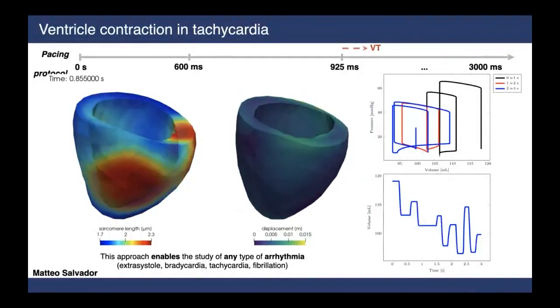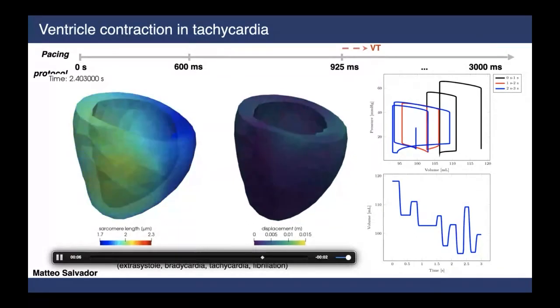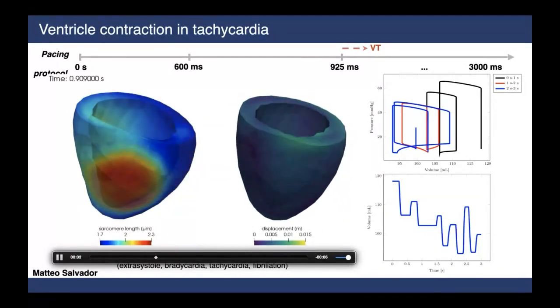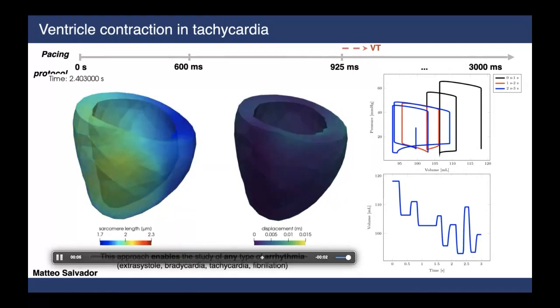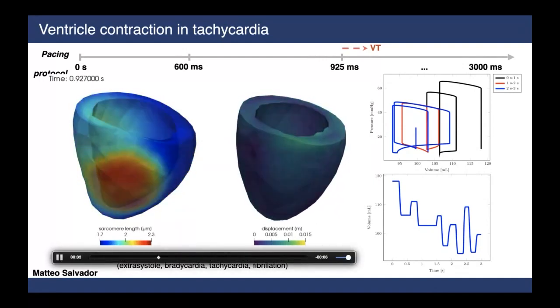This is a ventricle, this is deforming. And this is a ventricle with a tachycardia, right? With an irregular electrical field. And that's the way it is deforming. And on the right, I do not have time to explain, but it is a way you can pass this information to doctors in terms of the performance of such a ventricle.